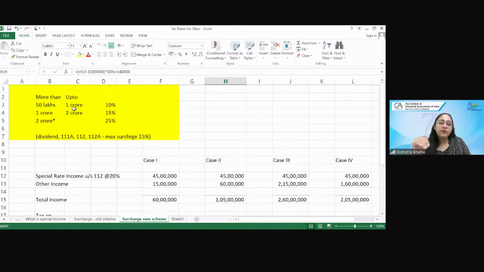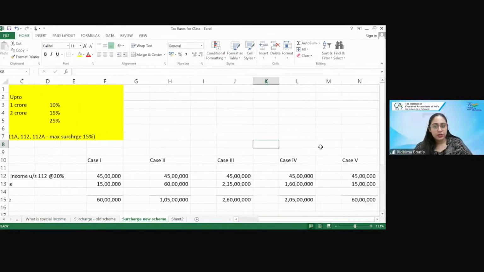Now this is the new scheme, everyone, in case you have missed it. If an income is more than 50 lakhs, up to 1 crore, 10% surcharge. More than 1 crore, up to 2 crore, 15% surcharge. More than 2 crore, 25% surcharge. There is no 37% in the new scheme. So the benefit besides the slab rate is that the new scheme does not have a 37% rate. Interesting? The rest, the same capping applies here too.